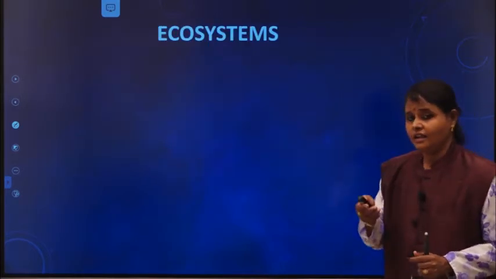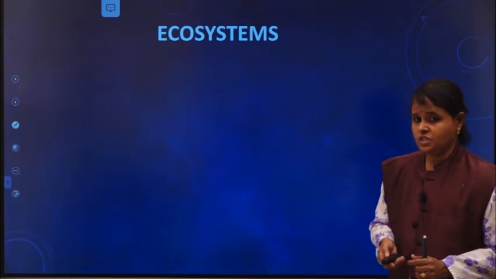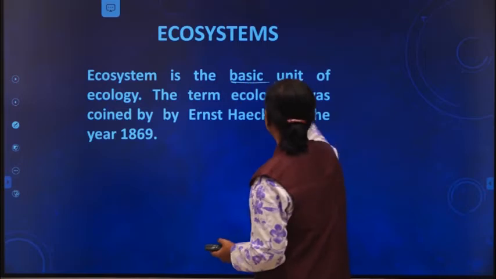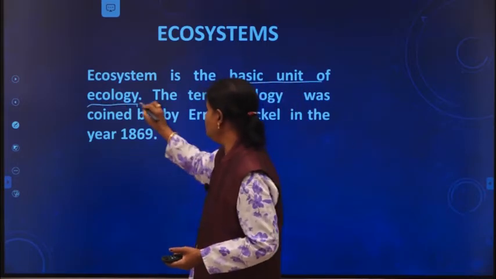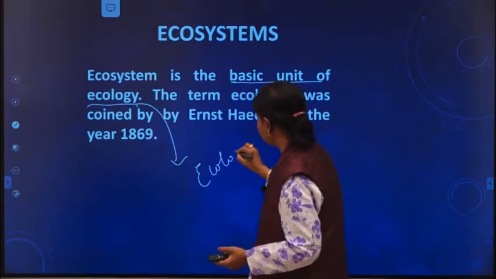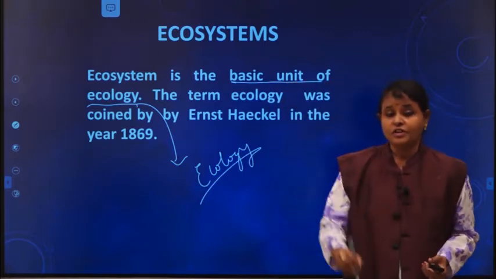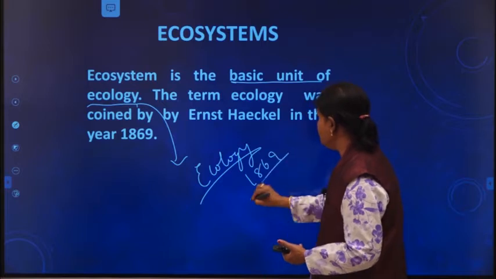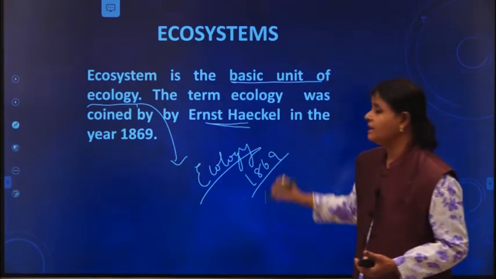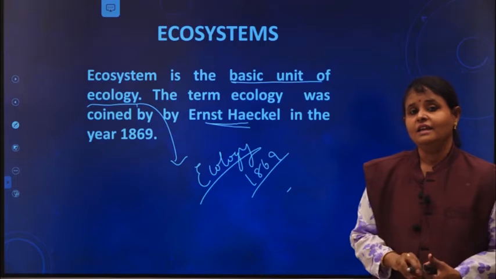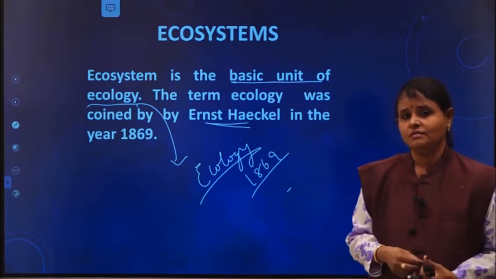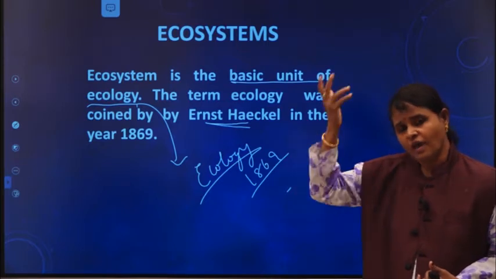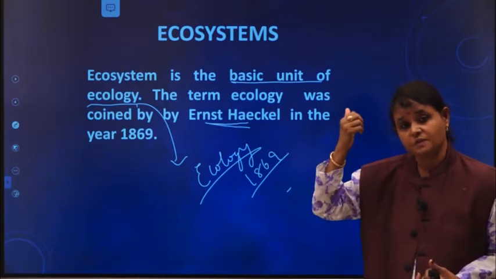Now, I told you very clearly about ecosystems. Definition, you can see: ecosystem is the basic unit of ecology. Now you should know what is ecology. Ecology was first explained long back in 1869 by the scientist Ernst Haeckel. Not recently, not in 1935 or 1945, not like that. Long back, only in 1869, ecology was explained.